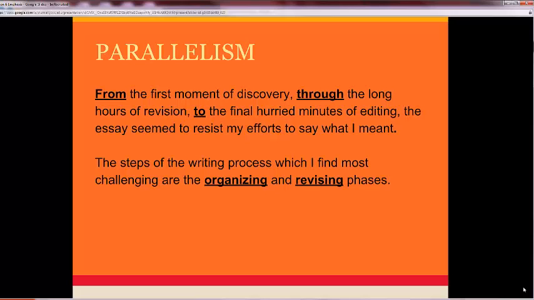The 2 items in this list are organizing and revising. You would never write, "the steps of the writing process which I find most challenging are to organize and revising," right? That would just sound odd. In that sense, parallelism usually comes naturally, but in more complicated examples, like the first sentence, a writer might miss the consistent use of prepositions from, through, and to, and even the repetition of the article the to emphasize that list. The first rule, then, of parallelism is that all items in a list must be in the same form.